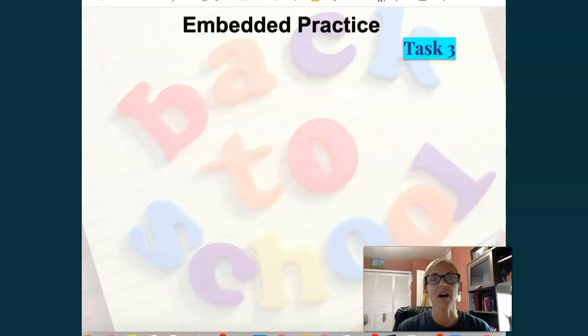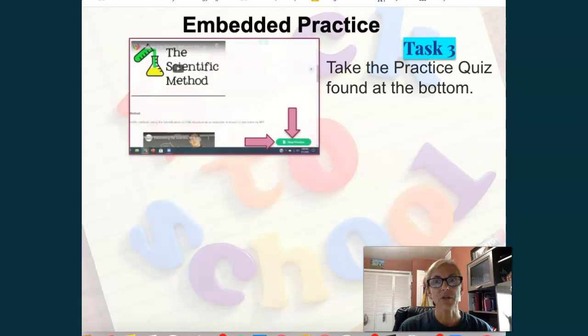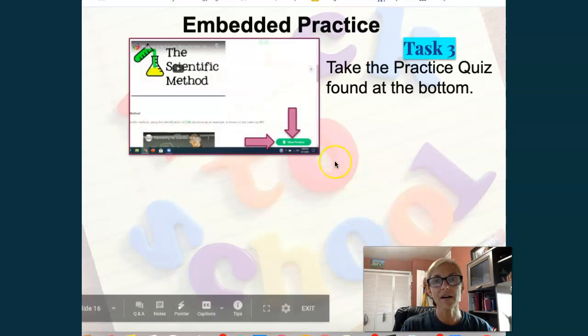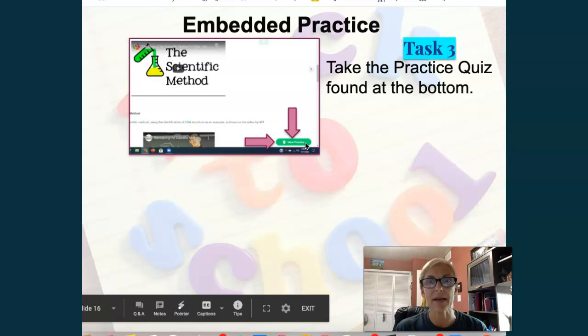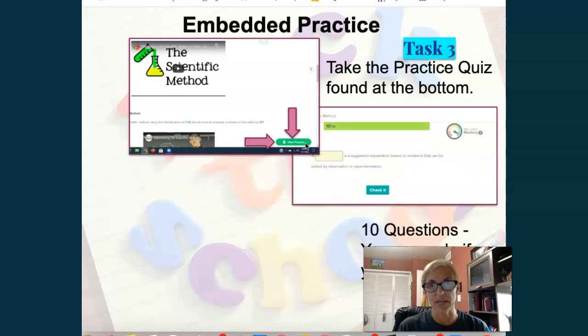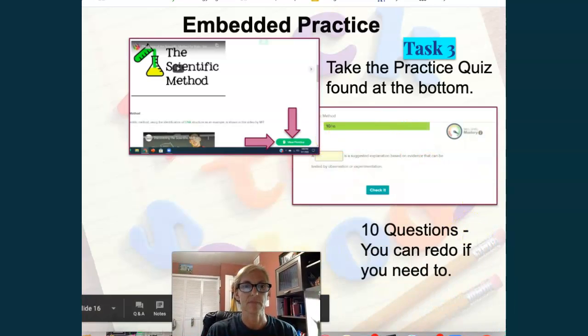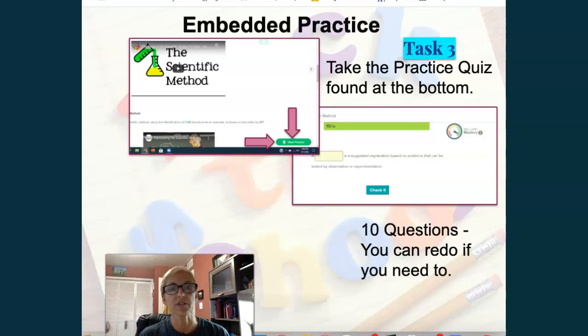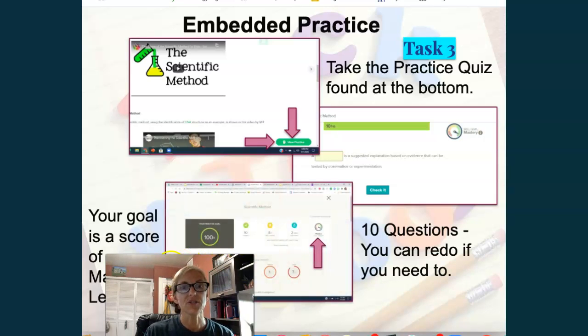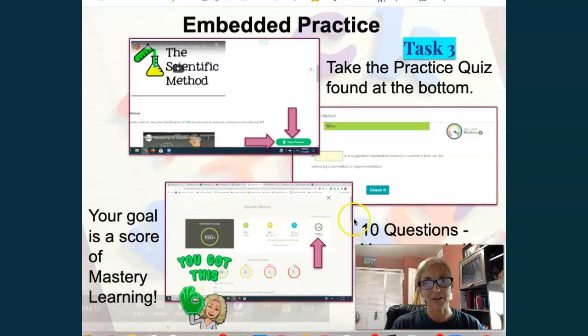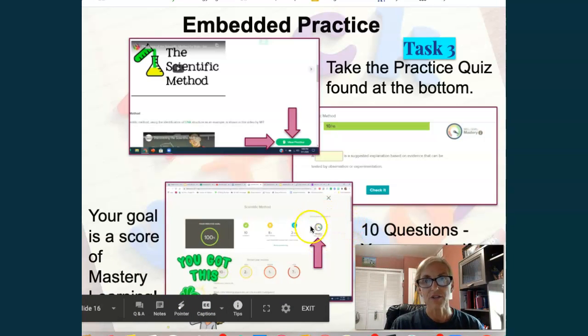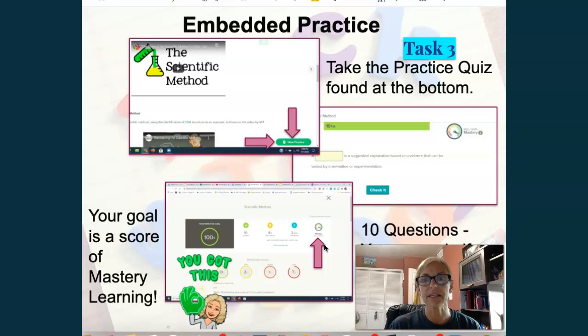Within the website is also embedded practice. So when you get to the bottom of the page, in the bottom right-hand corner, you should find a link to a practice quiz. The practice quiz has 10 questions, and you can redo it, retry it as many times as you'd like. Your goal is to get a mastery level. So right here you can see your score. If you don't get mastery the first time around, give it another try.